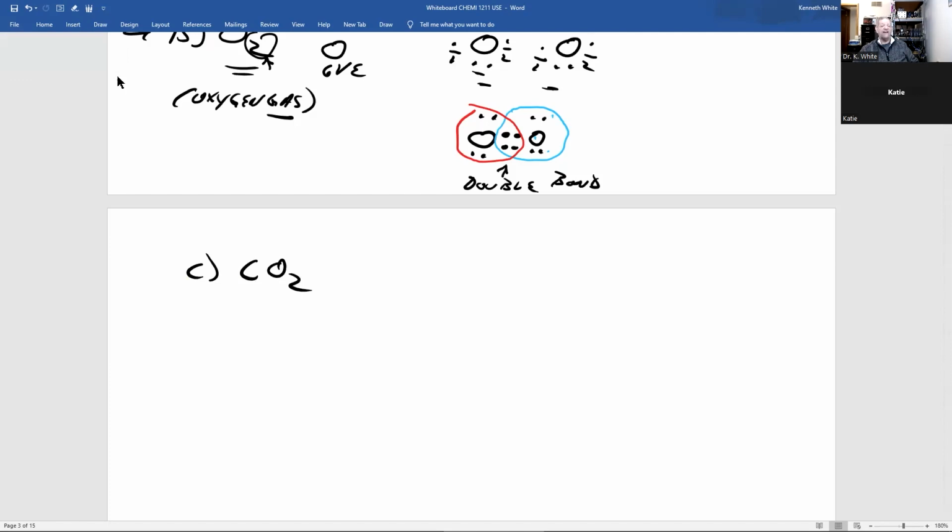Now, let's look at carbon dioxide. Carbon dioxide is the gas you exhale from your body. It's a way of your body getting rid of carbon waste. Also, when you burp, most of that is carbon dioxide.